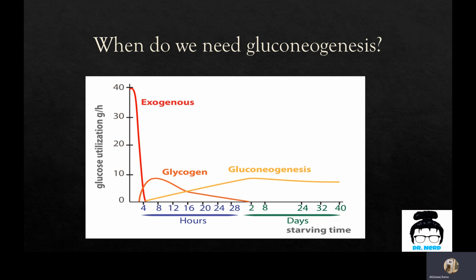So when do we need gluconeogenesis? Well, gluconeogenesis isn't always under control. It starts working significantly after 12 hours of fasting, and it's the primary source of glucose after 2 days or 48 hours of fasting.